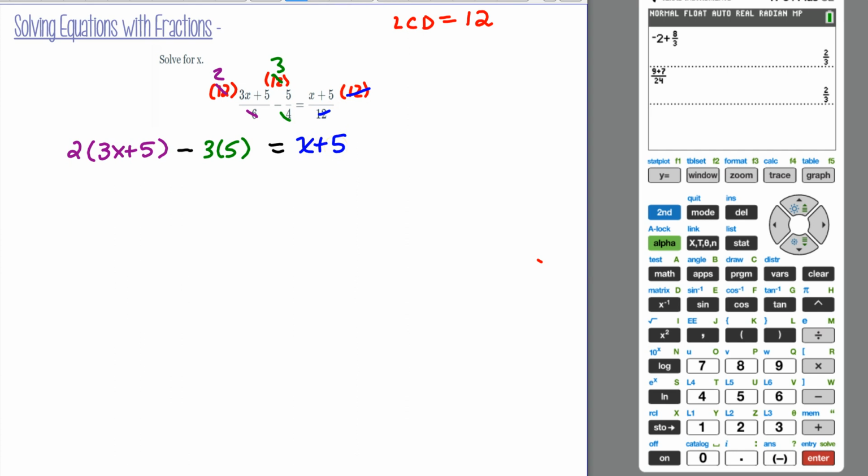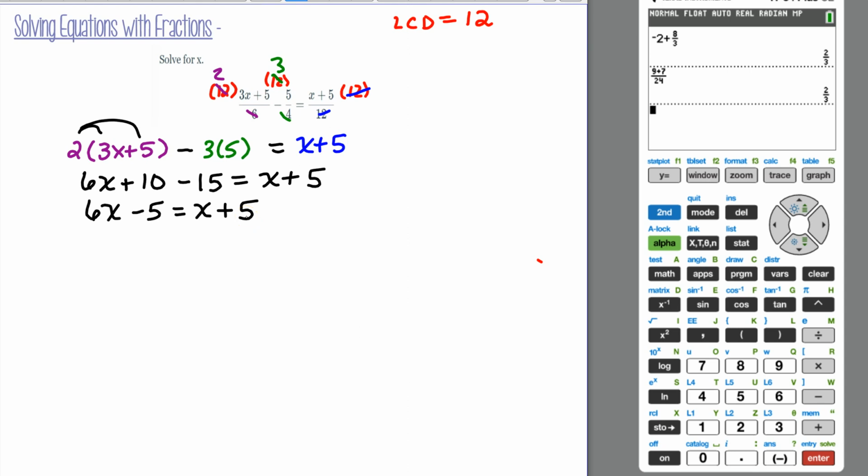Now from here, I should have a less complex looking equation that I could just distribute, combine like terms, and move variables to one side. So 2 times 3 is 6x. 2 times 5 is 10. -3 times 5 is -15. x plus 5, bring down. On the left-hand side, check to see if you could simplify anything by combining like terms. A +10 and a -15 is -5.